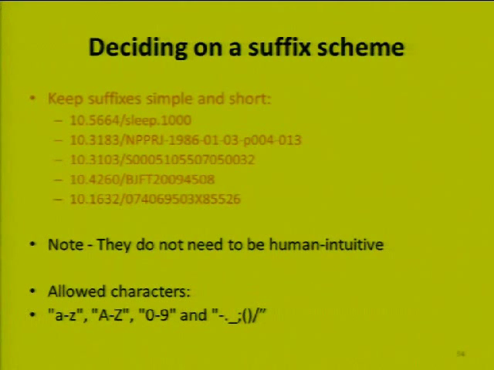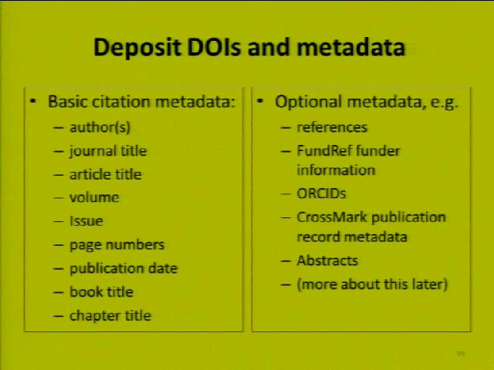But it is highly recommended that they're kept as short as possible, simply because the longer you make something, the more likely it is that there could be an error in it when somebody uses it. So try to keep it small, and they don't have to be human intuitive. Personally, and this is not a CrossRef stand, I find them helpful when they are intuitive, but from a CrossRef perspective and from anybody that's using the link, that's not important. But try to keep them a bit short. You can see some of these are very long, whereas others of them are very short.